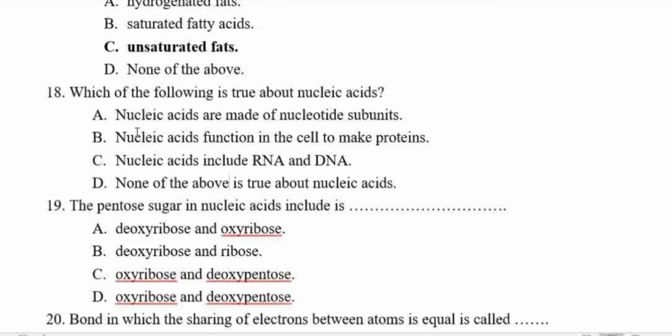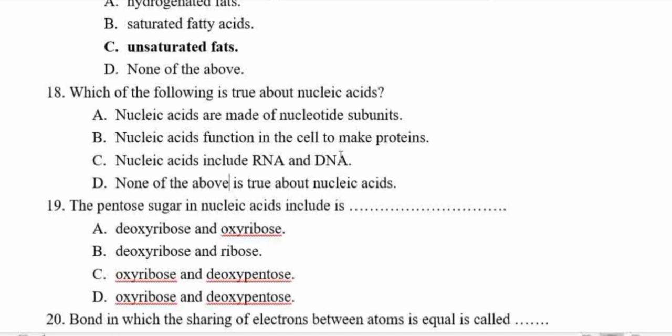So the question is, which of these options is correct? Yes, nucleic acids are made up of nucleotide subunits. Then B says nucleic acids function in the cell to make proteins. Yes, they play a role in protein synthesis. Nucleic acids do that. And then the third one says nucleic acids include RNA and DNA. That one too is true. One is RNA and one is DNA.